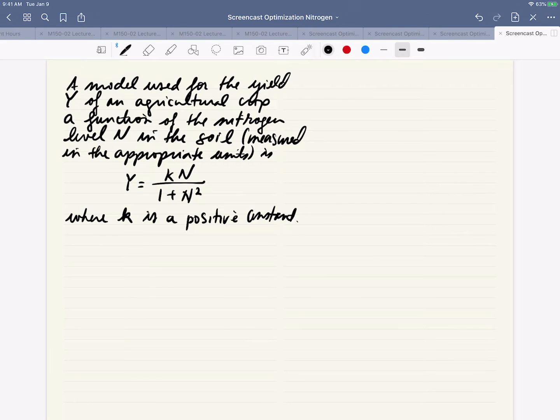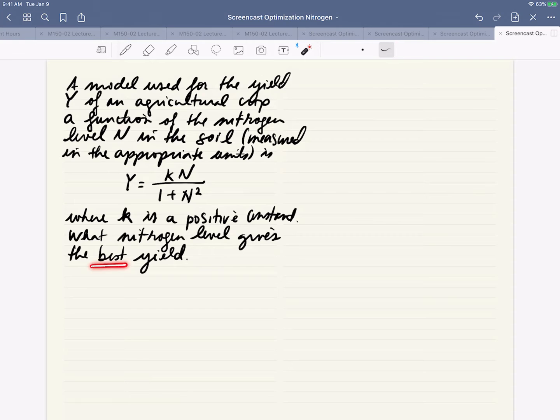What nitrogen level gives the best yield? This is an optimization problem. You can see the superlative right here, best. That's the fingerprint of the fact that you're optimizing.